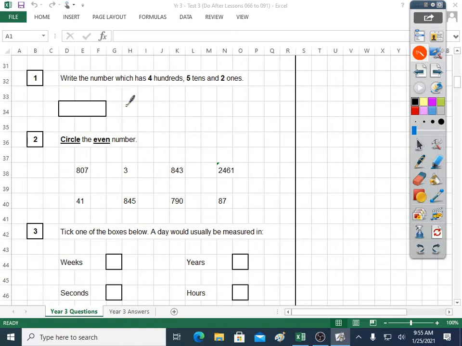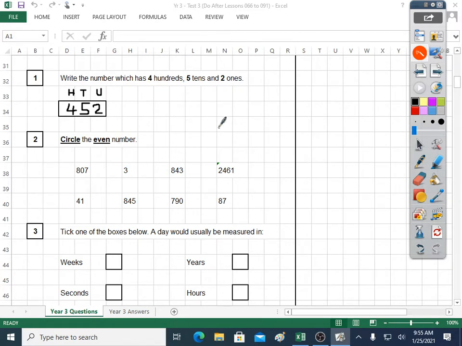Question 1. Write the number which has 4 hundreds, 5 tens and 2 ones. Ones are also called units, aren't they? So what is it? 4 hundreds, 5 tens and 2 units. I've just put my hats on above the answer box just to check. 452. I'm happy with that. And on to question 2.